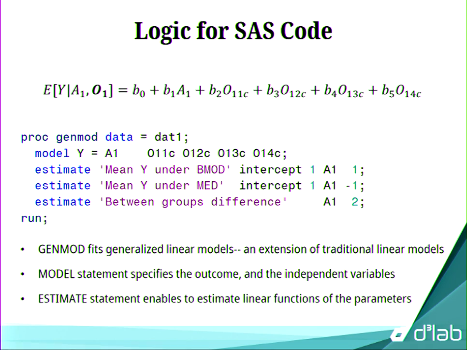And then you're telling SAS, I want you to estimate, that's the estimate statement here, 3 linear combinations of the regression parameters. The first one will be called mean Y under BMOD. This is just the name that you give this linear combination. And this linear combination would be the intercept times 1 plus the coefficient for A1 times 1. It looks familiar, right?